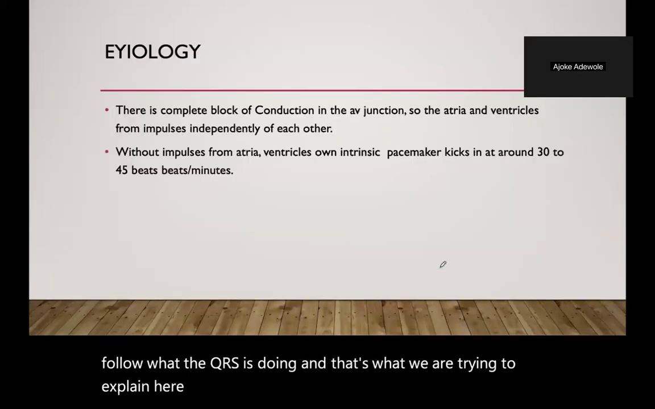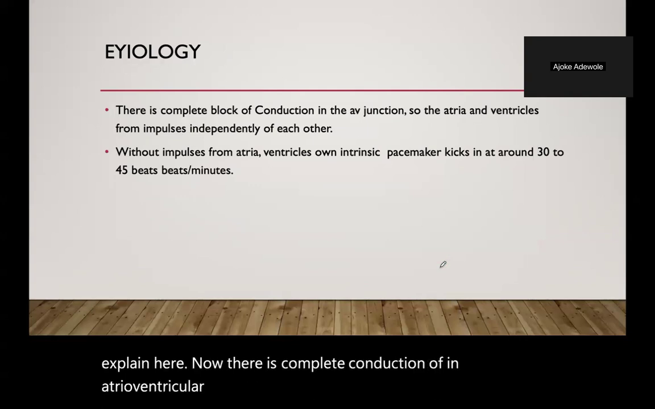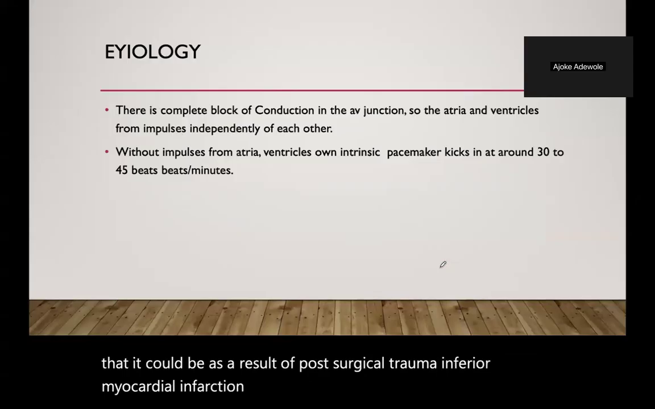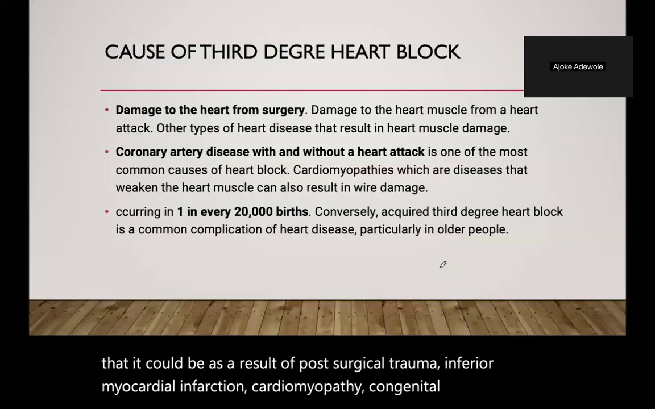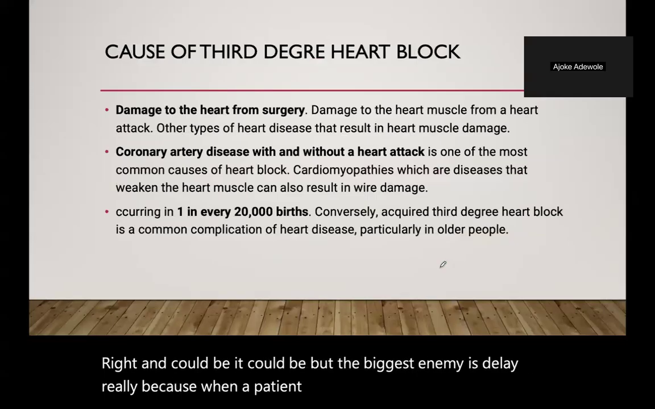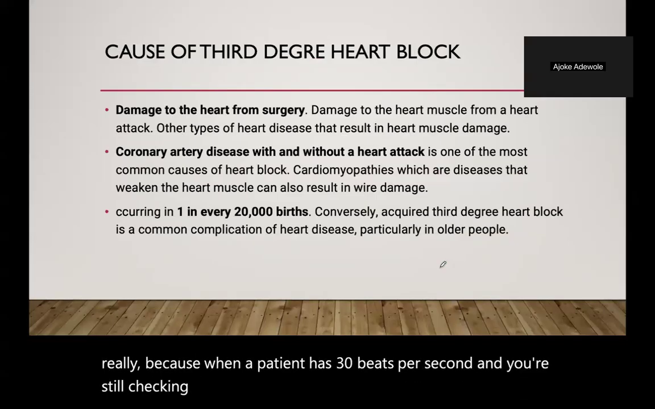Now there's complete block of conduction in the atrioventricular junction. So the rhythm has many enemies. Know that it could be as a result of post-surgical trauma, inferior myocardial infarction, cardiomyopathy, congenital issues, right? But the biggest enemy is delay, really, because when a patient has 30 beats per minute and you're still checking guidelines, they are checking out. So that's the biggest problem we have.